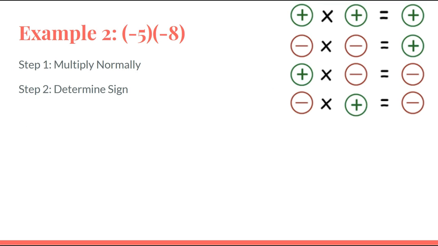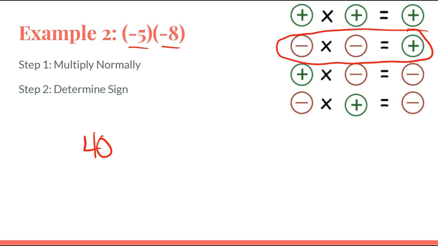My next example is the problem negative 5 times negative 8. Step 1, multiply normally. So I do 5 times 8, and 5 times 8 is 40. Then I look at my chart. My signs are the same. I have a negative times a negative. When I multiply a negative times a negative, I get a positive result. Therefore, my answer is positive 40. It's pretty easy. So, pause the video, try the Your Turn section, then come back and I'll solve them with you.